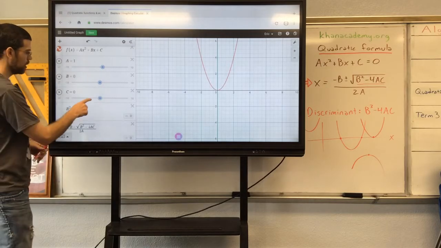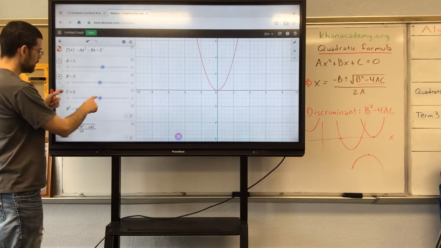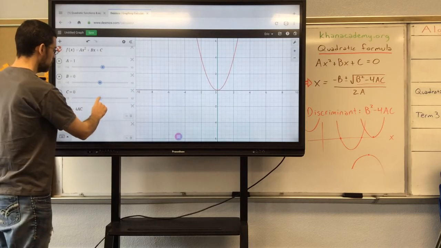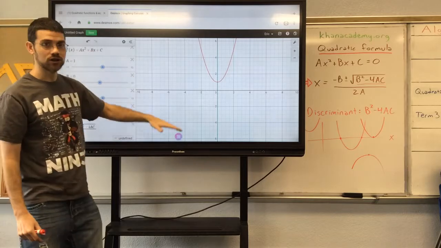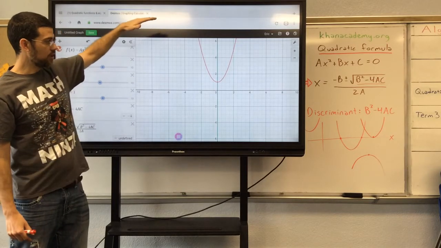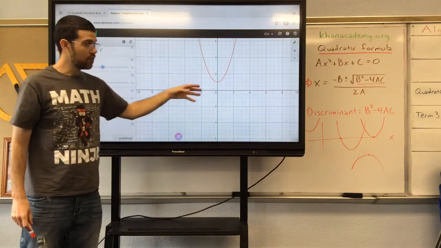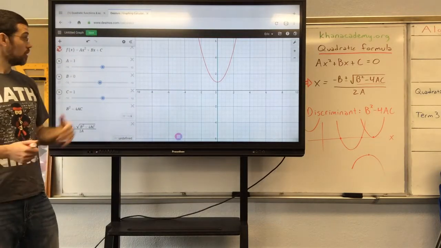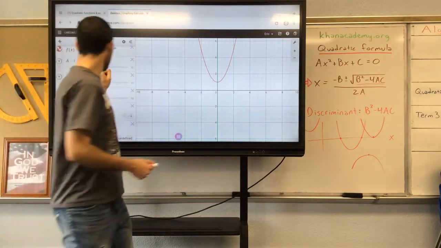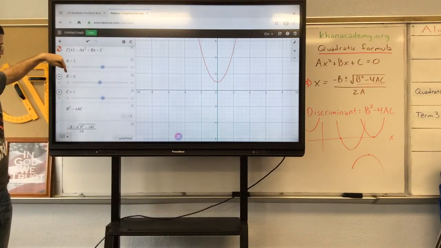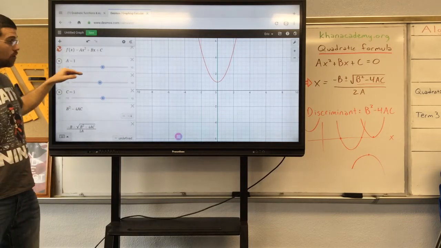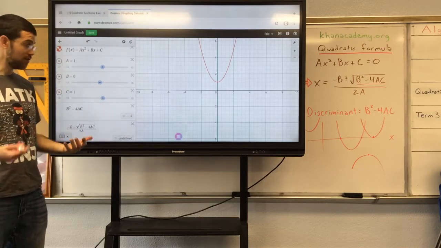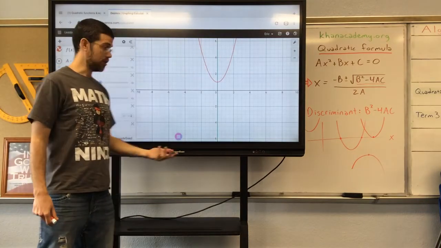But what happens if we were to increase c, right? If we've just added to the function, the whole function shifts up, or it translates up by 1 unit. Now we don't have any zeros. Let's see what happens with our discriminant. Our discriminant would be b squared, which is 0, minus 4 times a times c. 4 times 1 times 1 is 4. So 0 minus 4 is a negative number, and we have no real solutions.